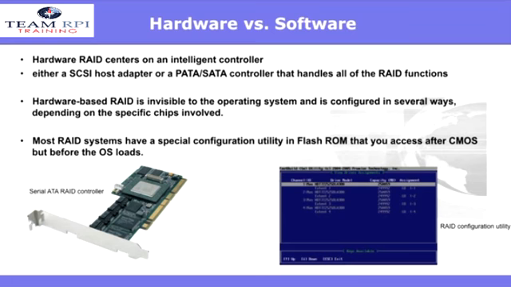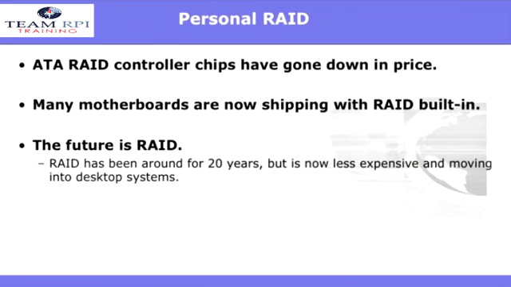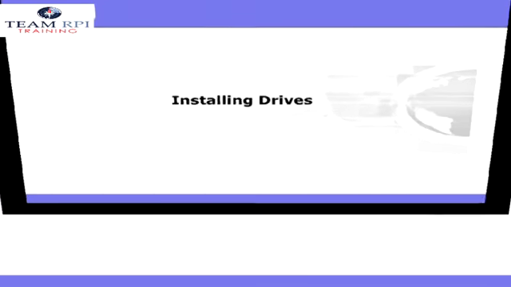Most RAID systems have a special configuration utility in the flash ROM. You access these after CMOS, but before the OS loads. With the advancement in hard drive and RAID technologies, an ATA RAID controller chip has gone way down in price, so it's somewhat common to have a personal RAID in your own home.